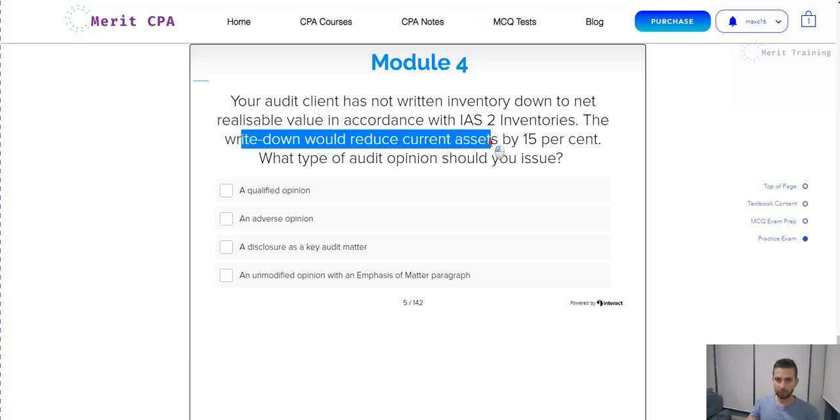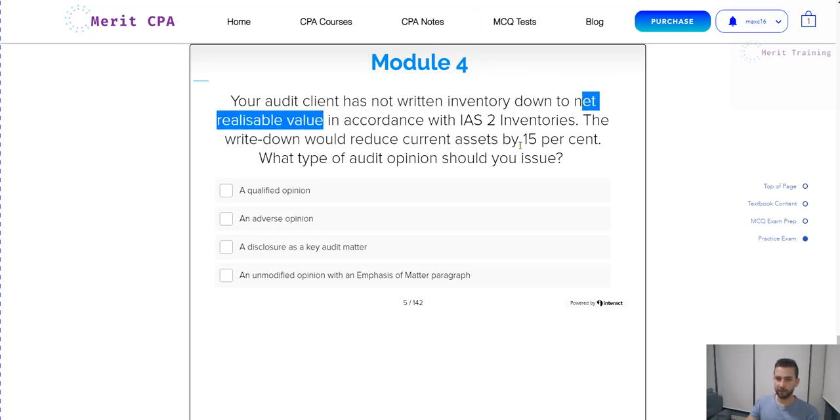So this client has not written inventory down. They've just left it at cost, but in reality the net realizable value is 15% lower. So what type of audit opinion should you issue? A, a qualified opinion. B, an adverse opinion. C, a disclosure as a key audit matter. Or D, an unmodified opinion with an emphasis of matter paragraph.